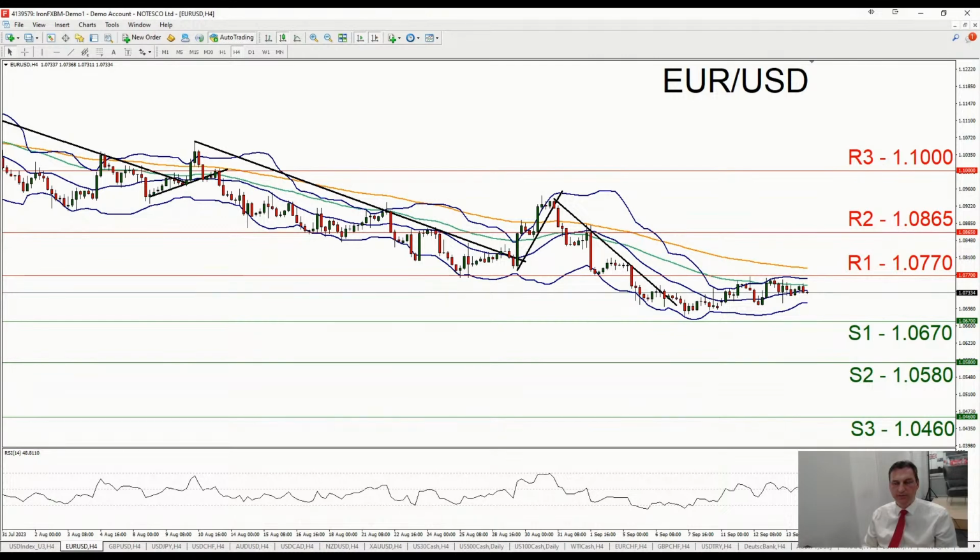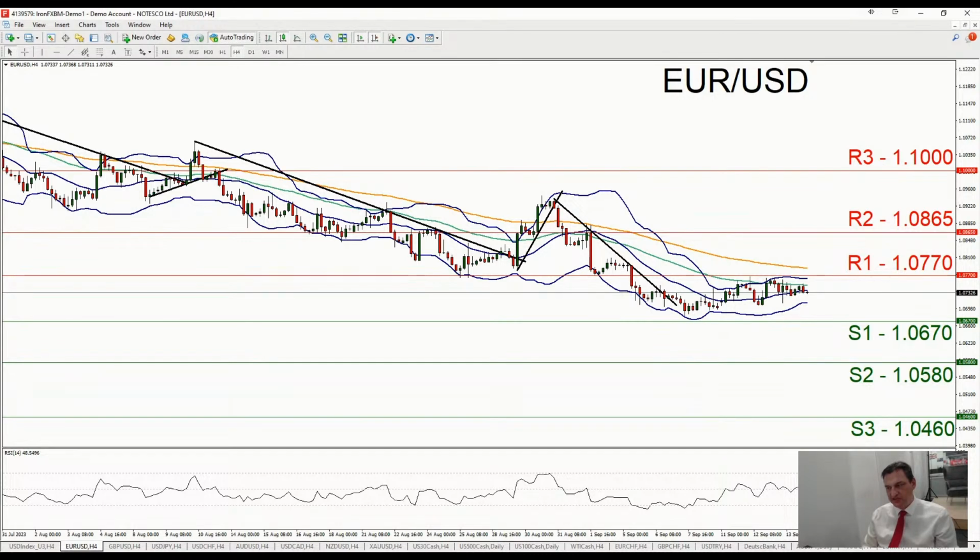There is also the possibility that the bank remains on hold, in which case we may practically see the euro weakening somewhat. And in that case, we may see Euro USD dropping, breaking the S1 1.0670 and start aiming for the S2 1.0580.